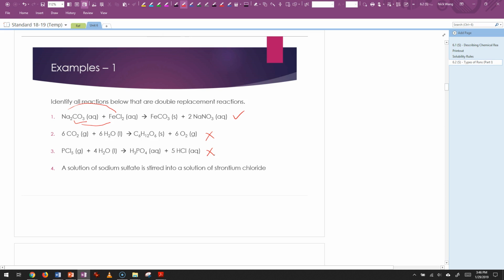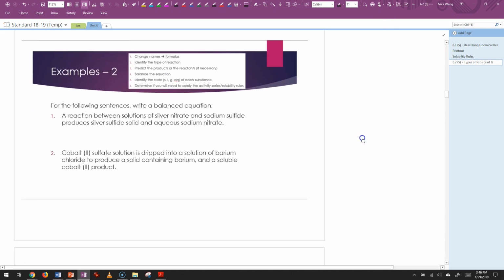The last one has a lot of terminology here, but I think we can figure it out. A solution of sodium sulfate is stirred into a solution of strontium chloride. Well, sodium is a metal, and sulfate is a bunch of nonmetals. That's an ionic compound. Strontium, metal; chloride, nonmetal; that's an ionic compound. So I'd actually consider that to be a double replacement reaction. Even though you can't see the formulas, you should still be able to sort out why it's going to be a double replacement.